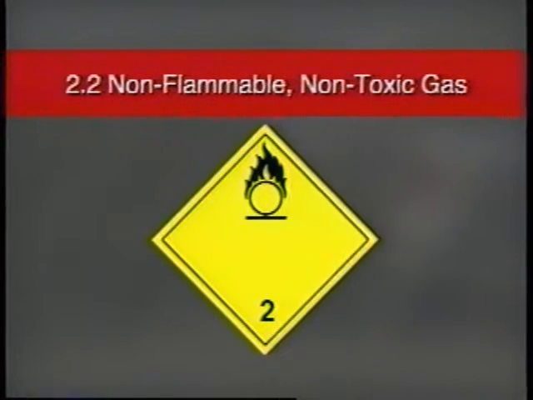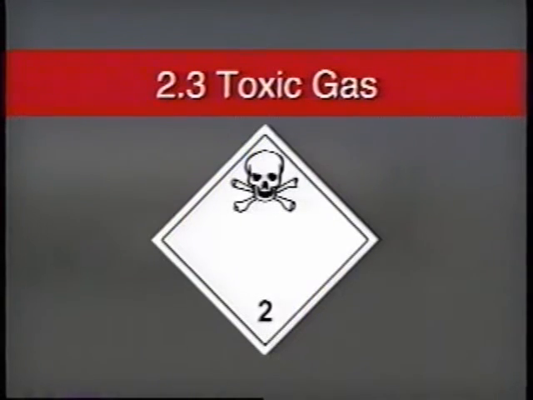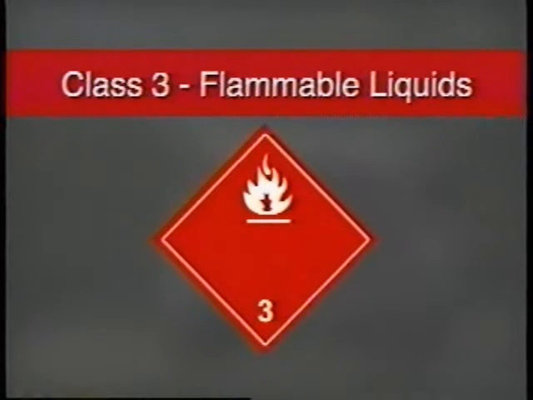Oxidizing gases use special labels and placards. 2.3. Toxic gas. Toxic gases are poisonous or corrosive and are very dangerous, as shown by the skull and crossbones. Class 3. Flammable liquids. Materials in Class 3 are dangerous because liquids can move quickly and spread over large areas. Their vapors can ignite and cause an explosion or intense fire.